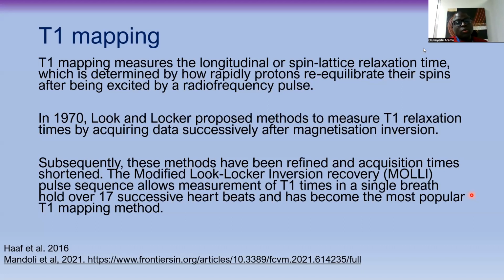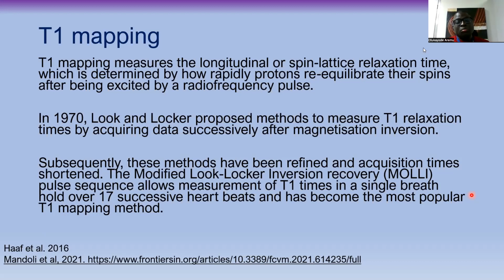the sequences. So Look-Locker was modified, and that is when we have the modified Look-Locker inversion recovery, which is the MOLLI pulse sequence. This allows measurement of T1 times in a single breath hold over 17 successive heartbeats. And this has become the most popular T1 mapping method. This is what we use in our lab.